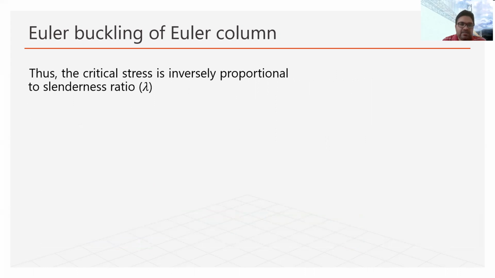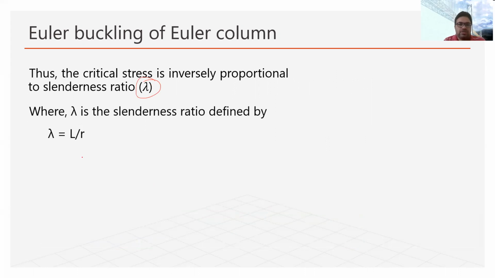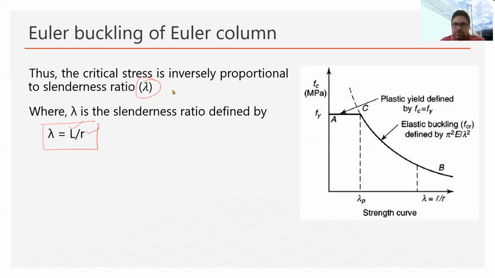As I said, the critical stress is inversely proportional to the slenderness ratio. Slenderness ratio is defined by L by R, where L is the effective length and R is the radius of gyration. Now, as I said earlier also, up to a certain slenderness ratio the maximum strength of the member can be utilized, but we have to find out up to what ratio this will be there.